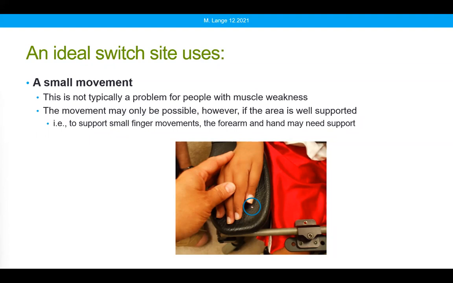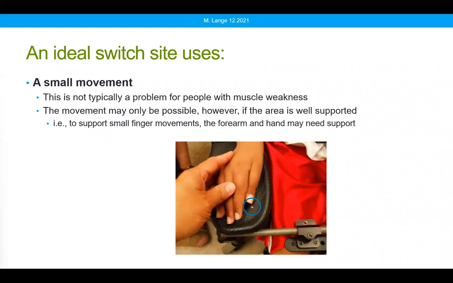So there is latch available through the programming of power wheelchairs. I do not use this very often. There may be times with someone with muscle weakness where we want to use this so that sustained pressure is not required, but it's very important to make sure the client can consistently stop that chair. Hope that helps. All right, so let's review again quickly these characteristics of an ideal switch site.